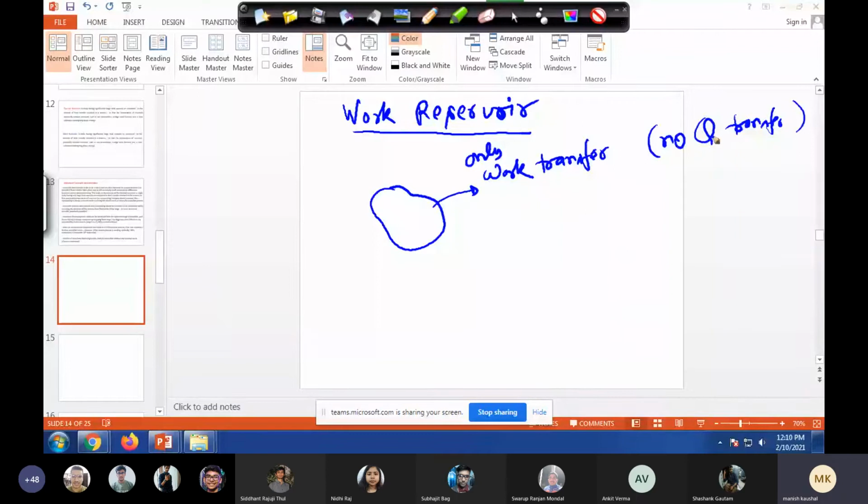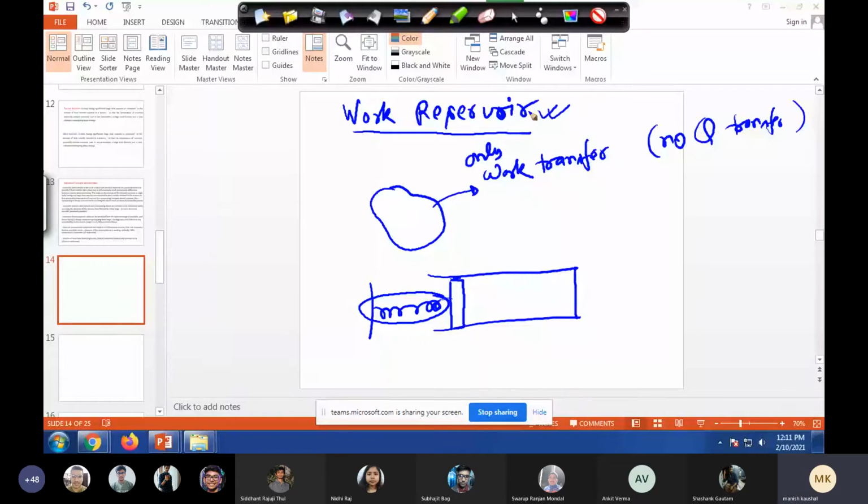A simple example of a work reservoir is this spring piston system. If you compress the spring and gradually release it while maintaining equilibrium, then the spring can only transfer work to the piston, nothing else. Means the spring can transfer work only to the gas trapped in the system. So the spring is an example of a work reservoir.